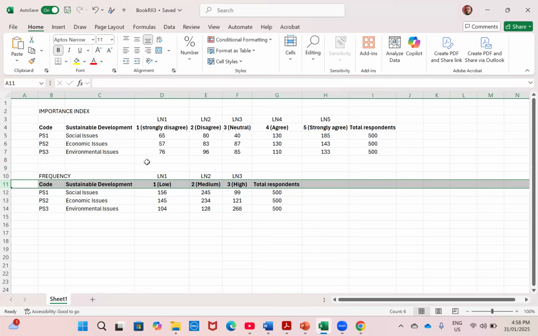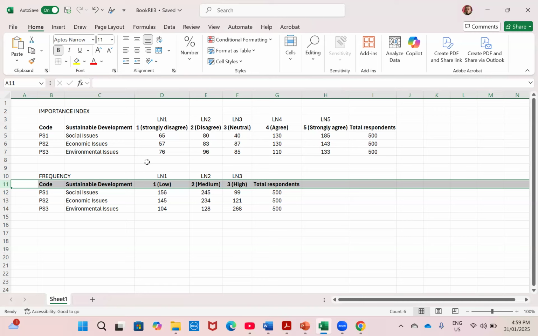So if I take social issues, for example, 65 of the respondents said that they strongly disagree that social issues are important when it comes to sustainable development. 80 people disagreed, 40 were neutral, 130 agreed that social issues are important to sustainable development. And then 185 strongly agreed.